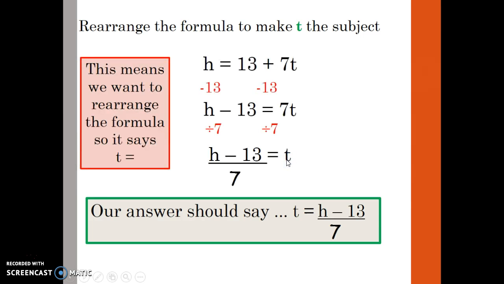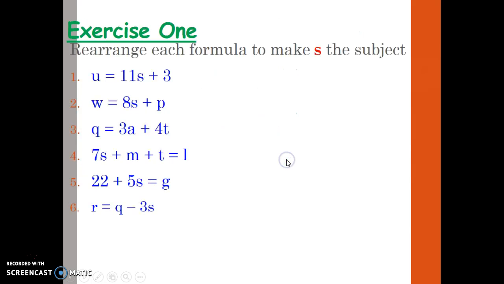This is another example. Can you practice these and see how you go?